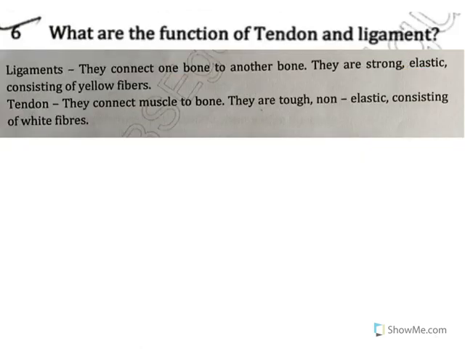What is the function of tendon and ligament? Ligaments connect one bone to another. They are strong, elastic, consisting of yellow fibers. But when it comes to tendons, they connect muscle to bone. They are tough, non-elastic, consisting of white fibers.